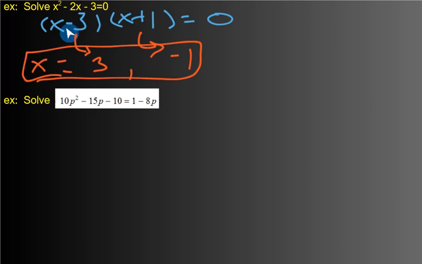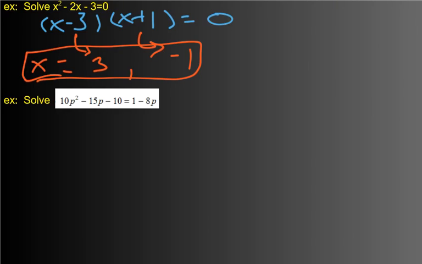That's all you got to do. What would you put in here to make this 0? And what would you put in here to make this 0? That's it. And that's factoring. That's all you got to do. It's really quick. This one, you would have to simplify it a little bit first.